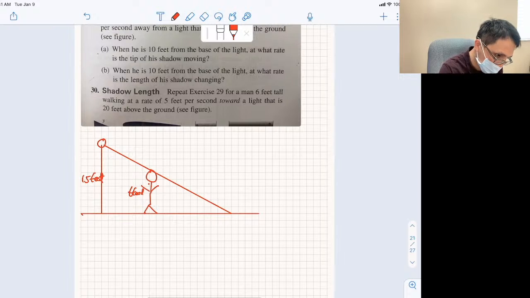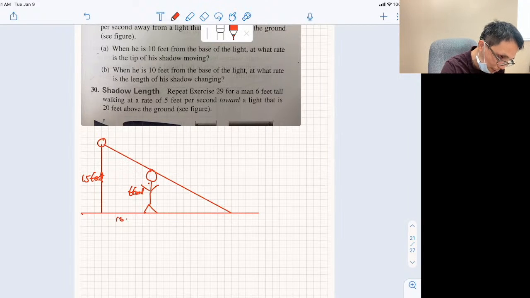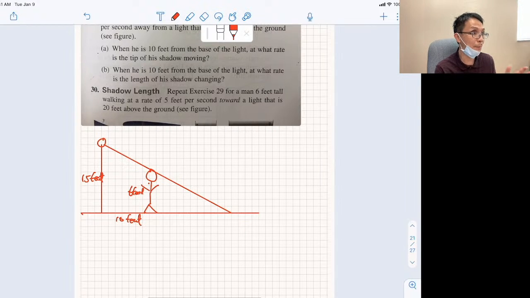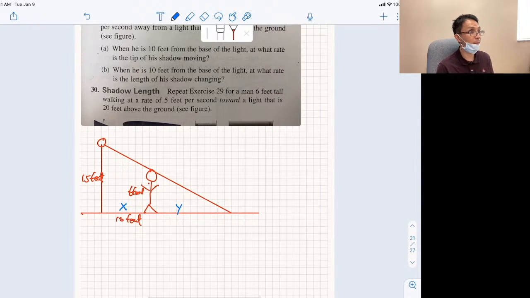This is going to cast a shadow. So what I'm going to do is look at this situation. The lamp is 15 feet, the man is 6 feet and casts a shadow, and he is 10 feet away. So I'm going to assign some type of variable to the distance. I'm going to assign this as x and this as y. Is that okay? Okay, so that's my question.